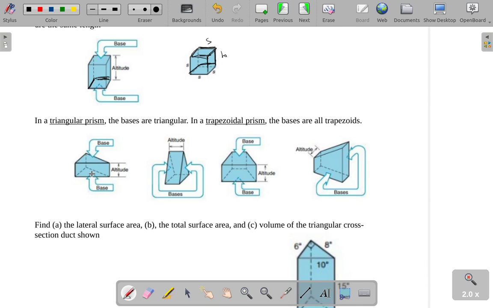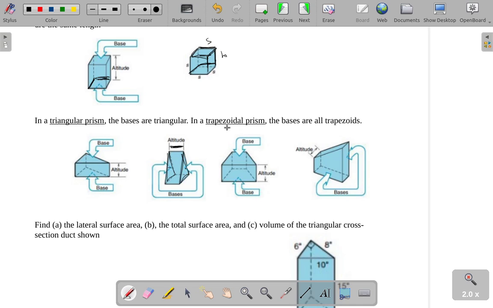You can see in the examples so far, the bases have been the top and the bottom. But actually, it doesn't matter if your bases are on the bottom, or on the left and the right. We would still consider those bases. The only consideration we'd have then is that the altitude would be the distance between the two bases.